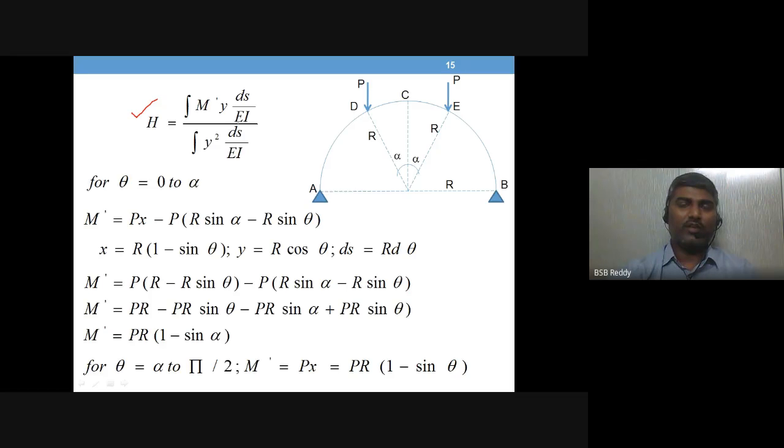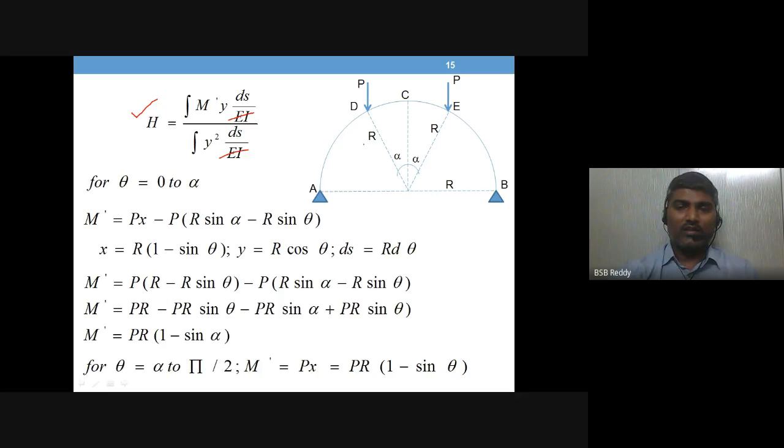It is a very regular formula which is already used. As A is constant, you can just cancel it out. So what is required now is to write the m dash values. Okay, let us see how to write.